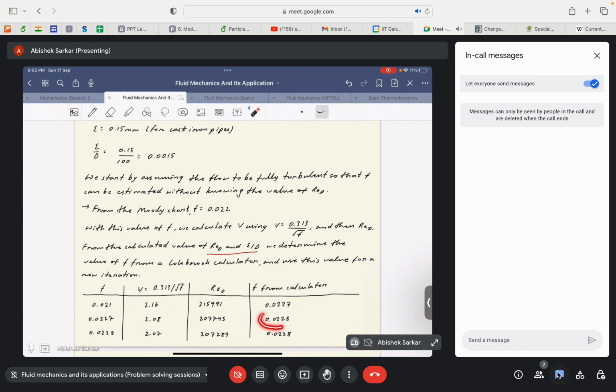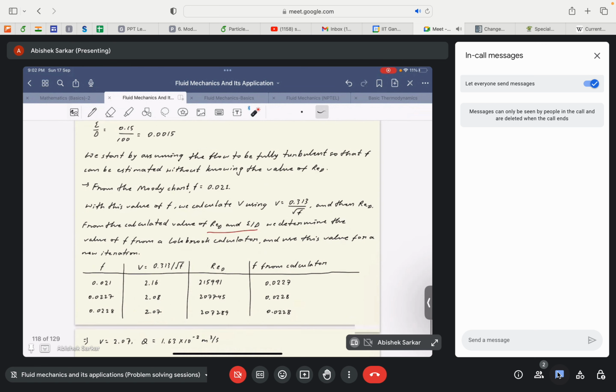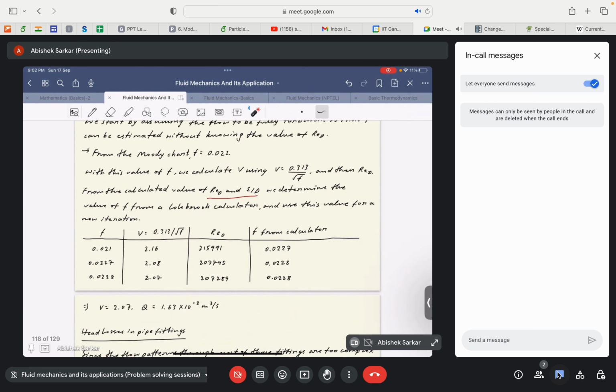For this value of F, you again determine the value of velocity, then use this to determine the Reynolds number, then from the Reynolds number and the relative surface roughness you determine the value of F again. Now we see that these two are identically the same, so the velocity would be equal to 2.07 meter per second. Once velocity is known, you can easily determine the volume flow rate, because the diameter is given, so it's quite simple.